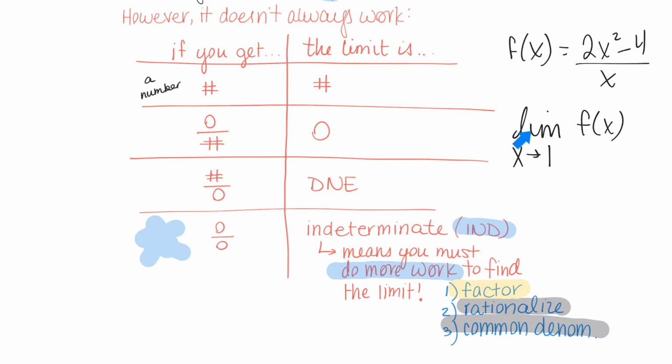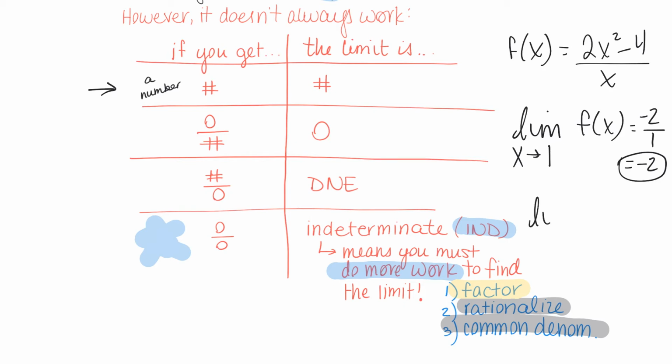If I wanted to find the limit of f of x as x is approaching 1, I would plug this 1 in up here. And I would say 1 squared is 1 times 2 is 2. 2 minus 4 is negative 2. So I've got a negative 2 over 1. So I get negative 2. So this is the limit because it's a number, right? This is what happened. I got a number, that's the limit.